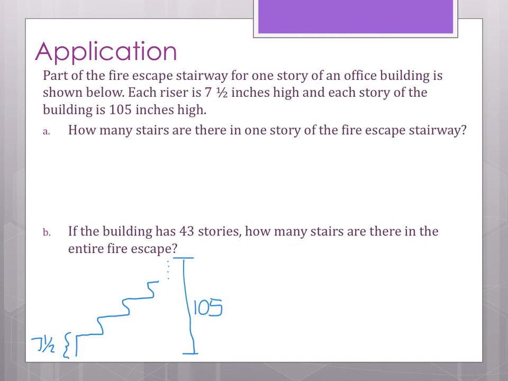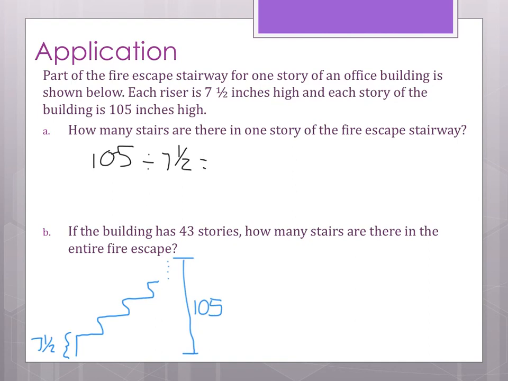So for part A, we need to know how many stairs there are in one story of the fire escape. Okay, well, if the total is 105 inches and the size of the part is 7.5 inches, we can divide the total by the size of the part to get the number of parts. So that's exactly what we do. The total height is 105 divided by the size of the part, or 7.5.